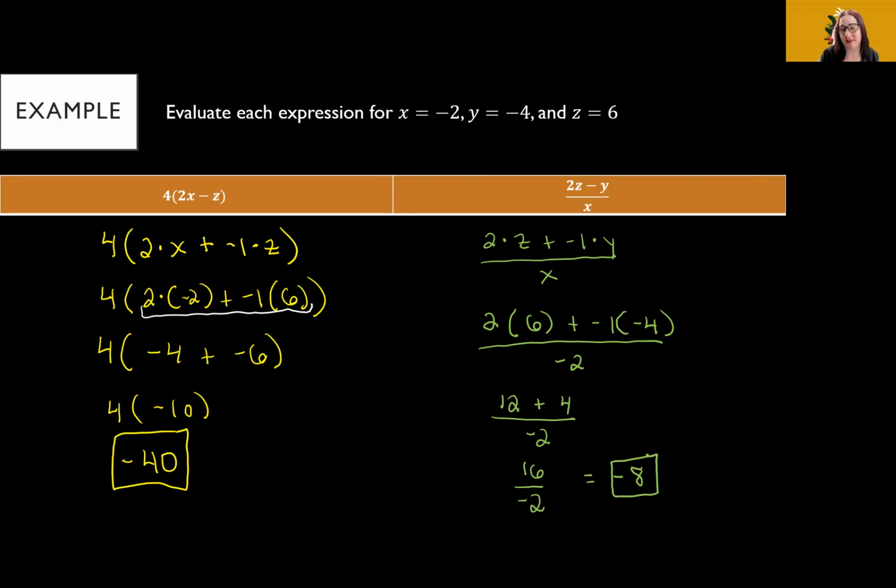So that's it. So that's evaluating expressions. These variables are basically just placeholders for numbers, and you can replace them with any number you want. Generally, you're told a specific number that you're going to be plugging in, and then you just replace it, and then you do your math.